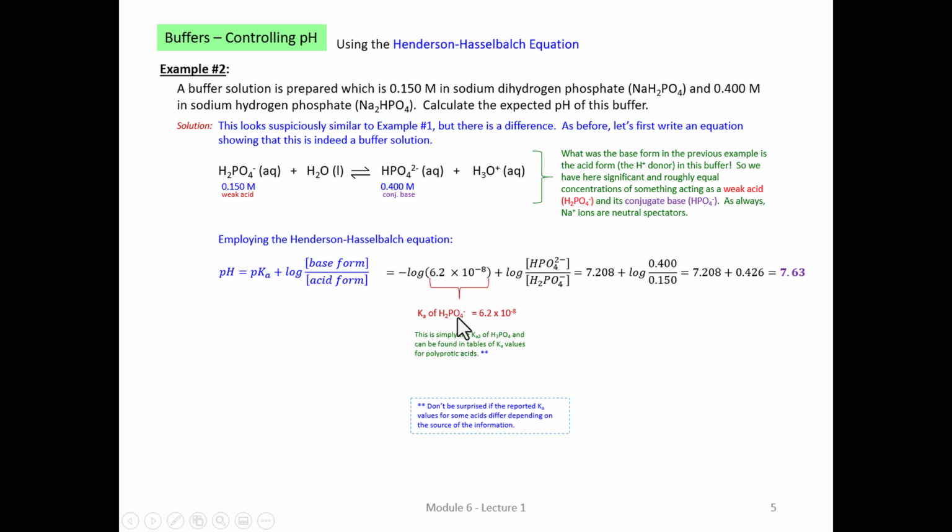The pKa turns out to be 7.208, and then we have the concentration of the hydrogen phosphate, the base form, and then the concentration of the acid form. We take the log of this whole ratio and we get 0.426, add it to our pKa, and we get a pH of 7.63 for this buffer, which is significantly different than the phosphoric acid dihydrogen phosphate buffer on the previous slide.